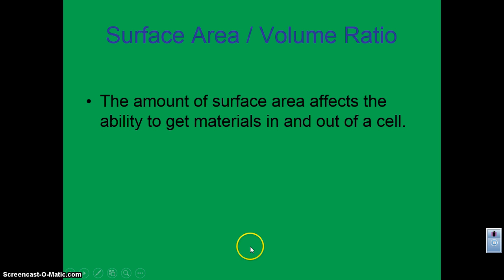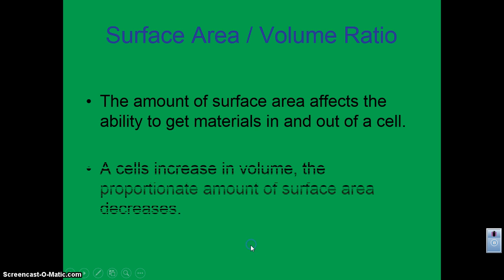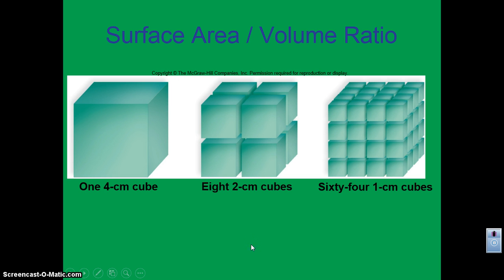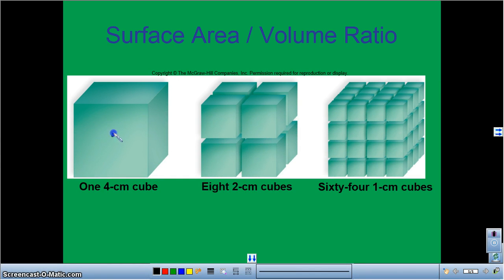Let's look at the surface area to volume ratio. The amount of surface area affects the ability to get materials into and out of the cell. So as cells increase in volume, the proportionate amount of surface area decreases. For example, if I want to get something into the center of this 4-centimeter cube, I have quite a distance to go to get into it. So this would be like the nucleus of the cell. However, if I were to increase the surface area, you can see that the volume decreases and we can get substances into the center much quicker through lots of different areas. That's what limits our cell sizes.